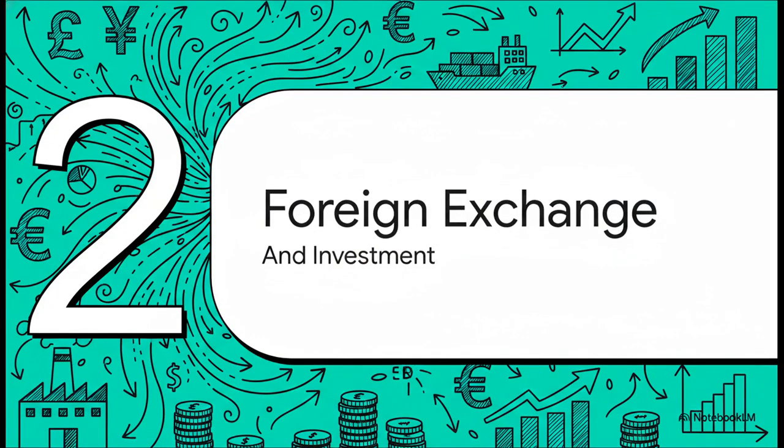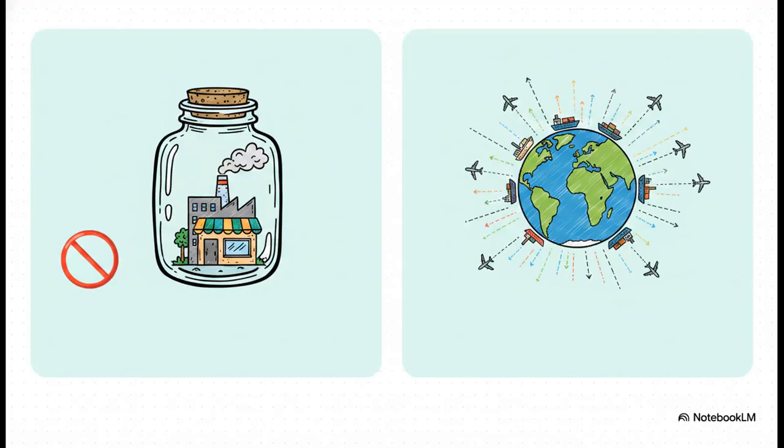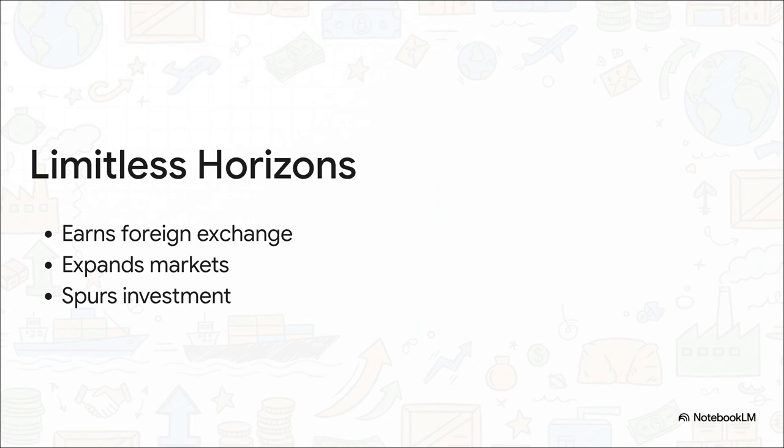Which brings us to part 2, foreign exchange and investment. This concept requires a massive shift in perspective for producers. Think about the difference between closed domestic limits versus limitless global horizons. If you're a manufacturer and you're only selling to your hometown or even just your home country, your ambition is fundamentally stifled. You are severely capped by local boundaries. But the moment you look globally, you gain an absolutely unparalleled opportunity to scale up. Let's break down the actual mechanics of that limitless horizon.